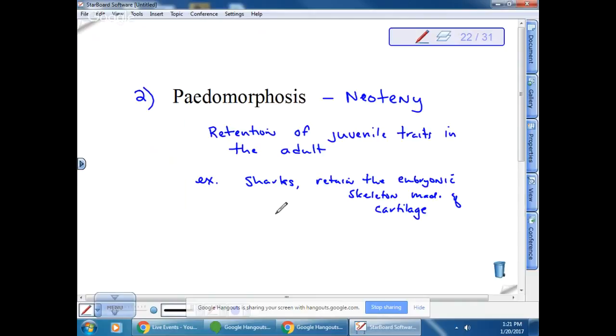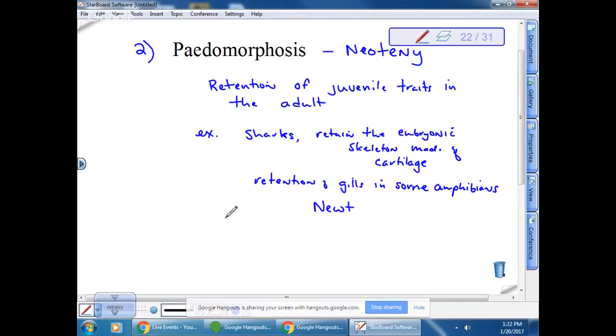Another good example of this is the retention of gills in some amphibians. If you think about a frog, the larval stage, the tadpole stage, has gills, and then they metamorphose and they lose their gills and they develop lungs and they also use their skin to breathe, right? But we can retain the gills in some amphibians. So this would be like a newt. Newts tend to be aquatic and they tend to have gills, and they also have a tail as the adult. So they do not lose those juvenile characteristics.